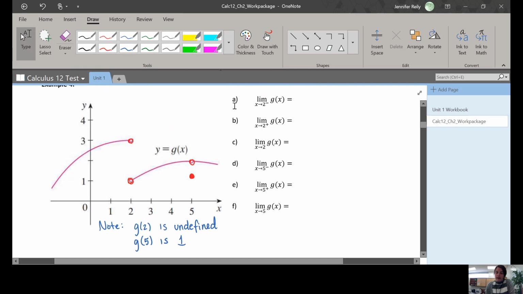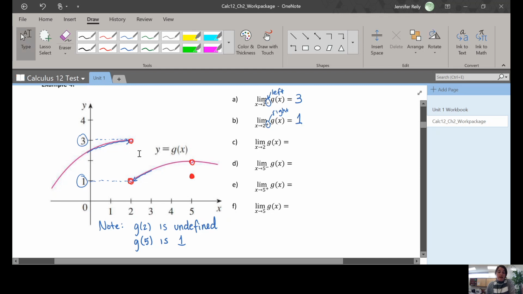So A, the limit of g of x as x approaches 2 from the left. So this means left side. I'm going to approach 2, so I'm going to follow the function and look from the left side only. I don't care about this part of the function. And we see that it approaches the y value of 3. So the limit from the left of g of x is 3. Let's approach 2 from the right side. So I'm going to go to the right side of x equals 2, follow the function, and we see that it approaches a y value of 1.